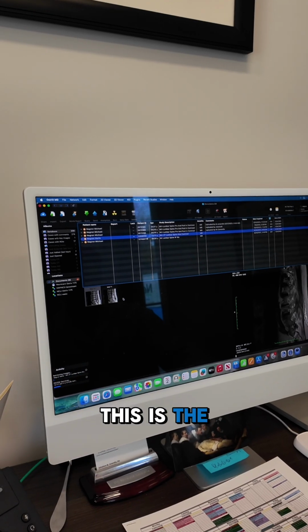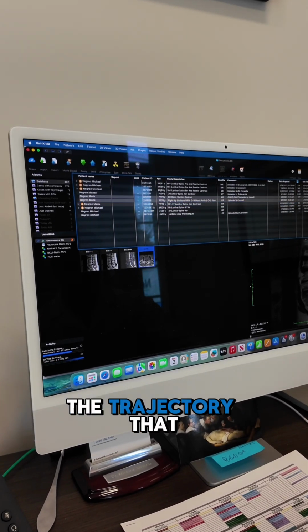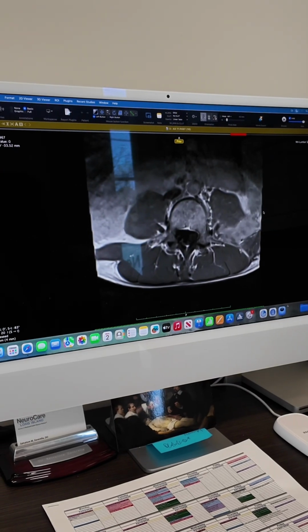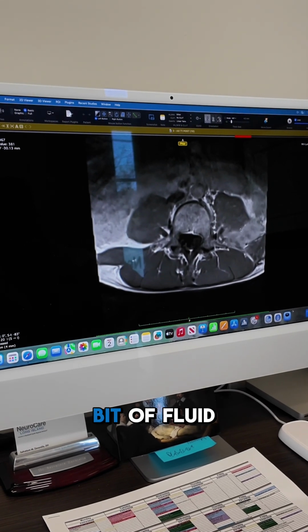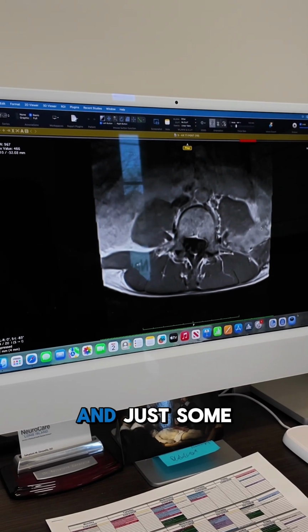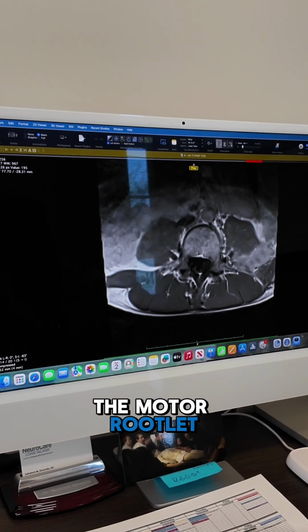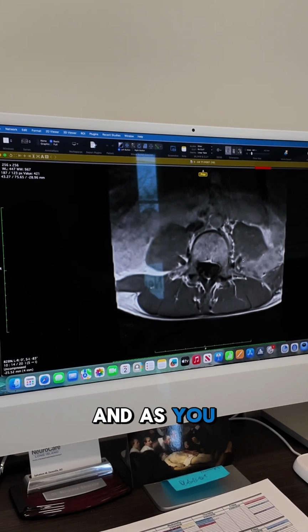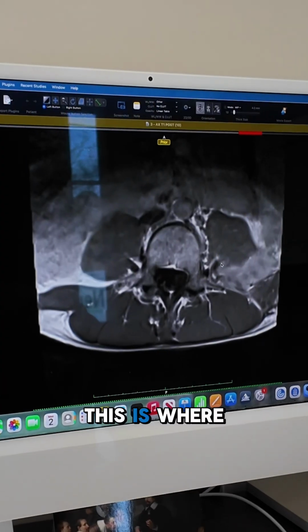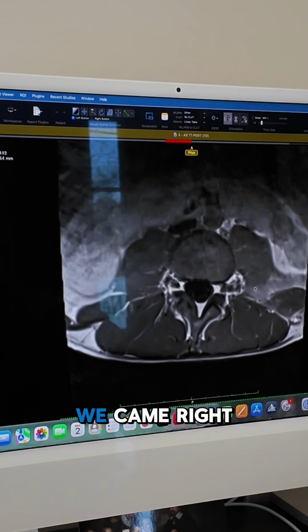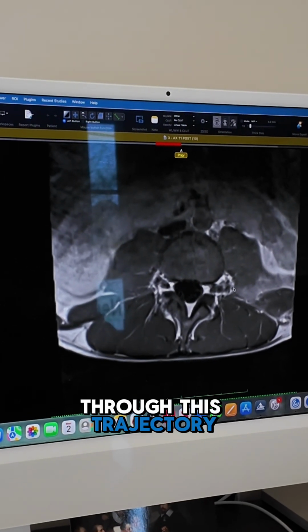I'm going to show you this is the immediate post-op, so you can kind of see the trajectory that I took. So here we have pretty good evidence of the trajectory, and so as you can see, there's a little bit of fluid in this area and just some swelling from the trajectory we took. This here is the motor rootlet right here of the nerve, and as you can see, we came right down on this lesion. This is where the whole tumor sat, so it is completely removed. As you can see, we came right down into the foramen through this trajectory this way.